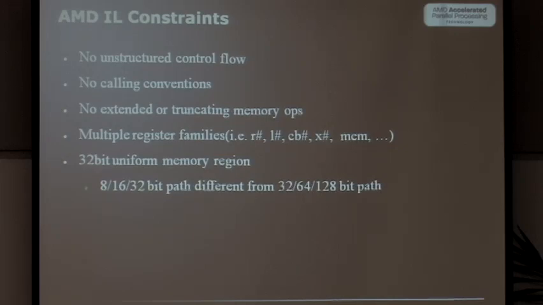However, if you want to do byte or short writes, that's different than doing 32, 64, or 128-bit writes. They're different paths in the hardware, and so they have different resource IDs. And so you have to know these different resource IDs to go down the correct paths.